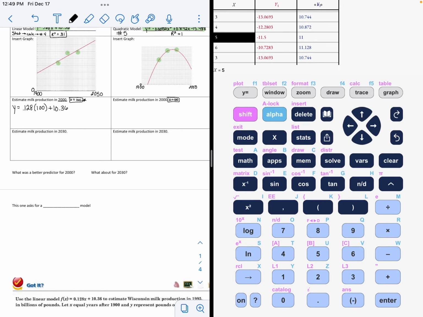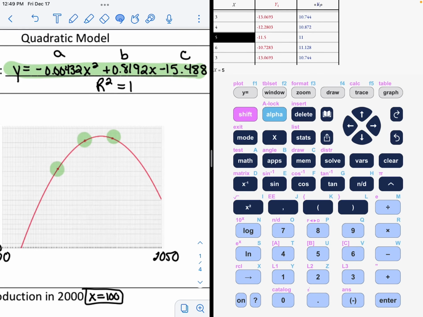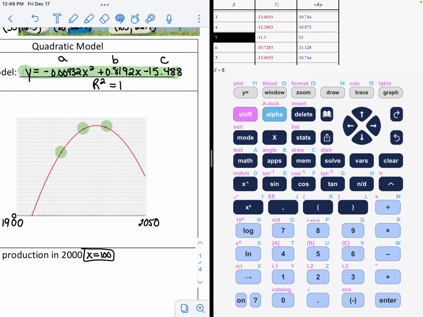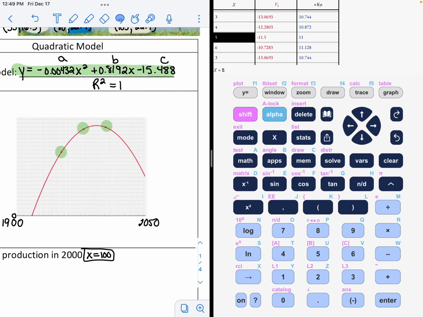All right, so this one you can plug in by hand, right? You can take this equation and put it in for x. I meant to hit duplicate there. You would think that I'm embarrassed, but I'm not.